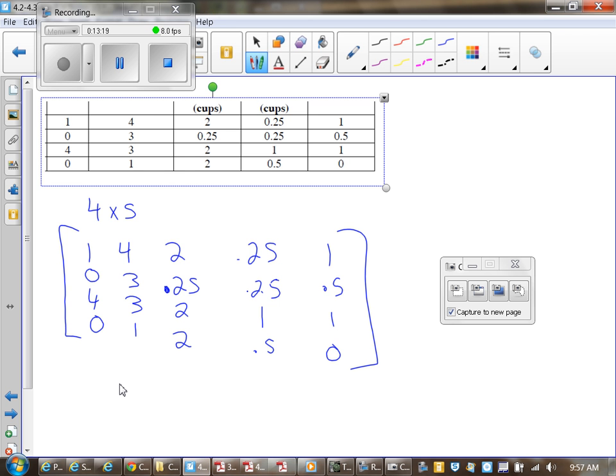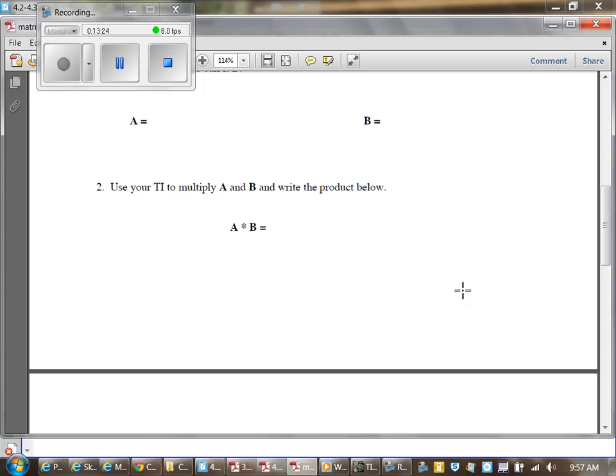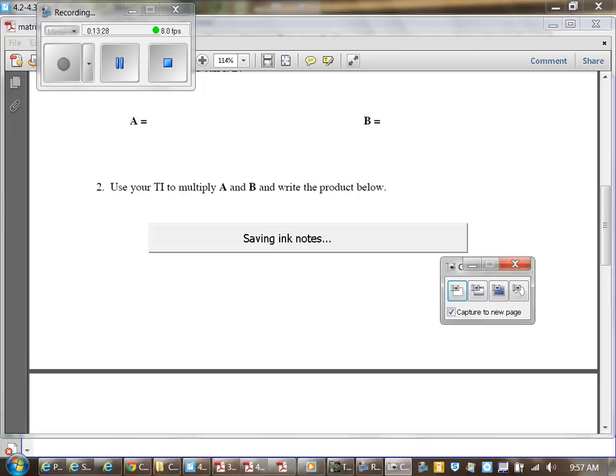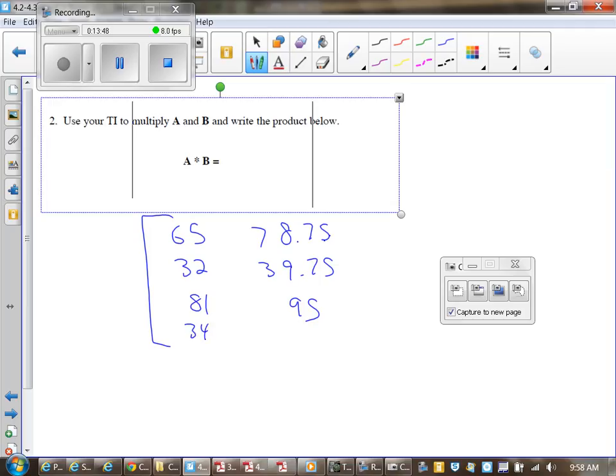You guys have gotten into that multiplication portion? We didn't have to do anything with terms, right? No. All right, so all this said was just multiply matrix A times matrix B. With any luck, you guys probably have the following information then. When you did that, you get 65, 78, 75, 32, 39, 75, 81, 95, 34, and 41.5.